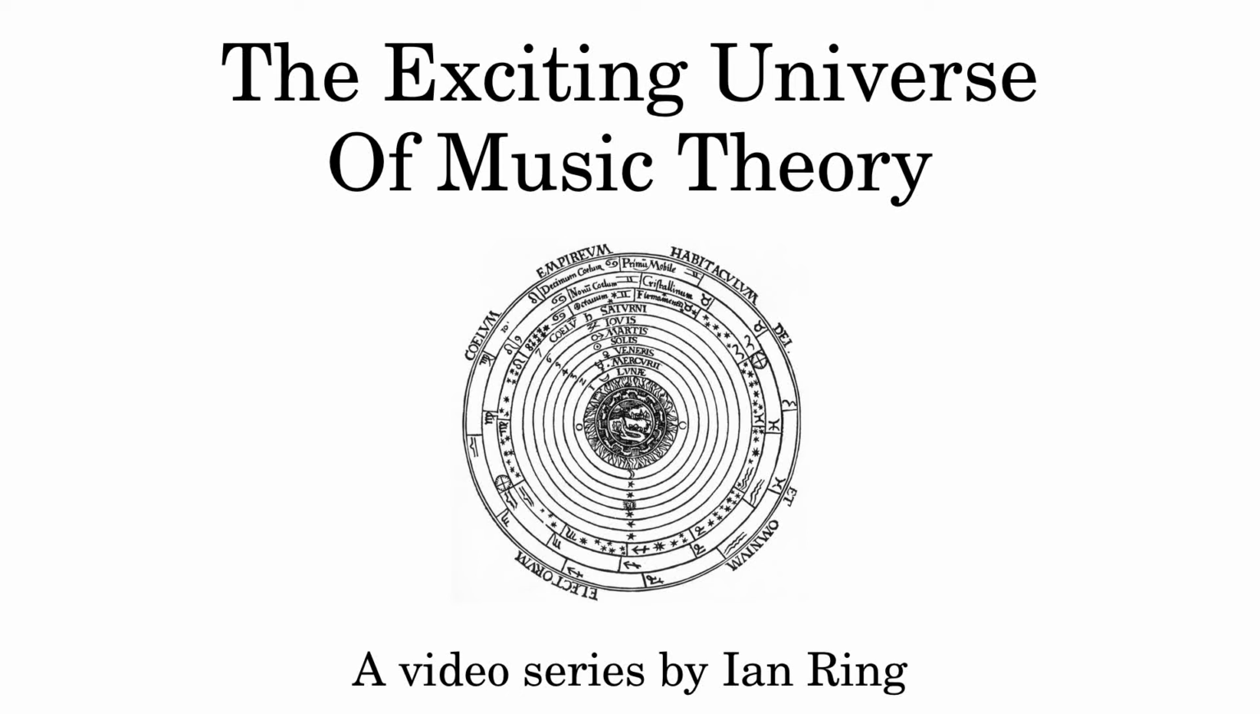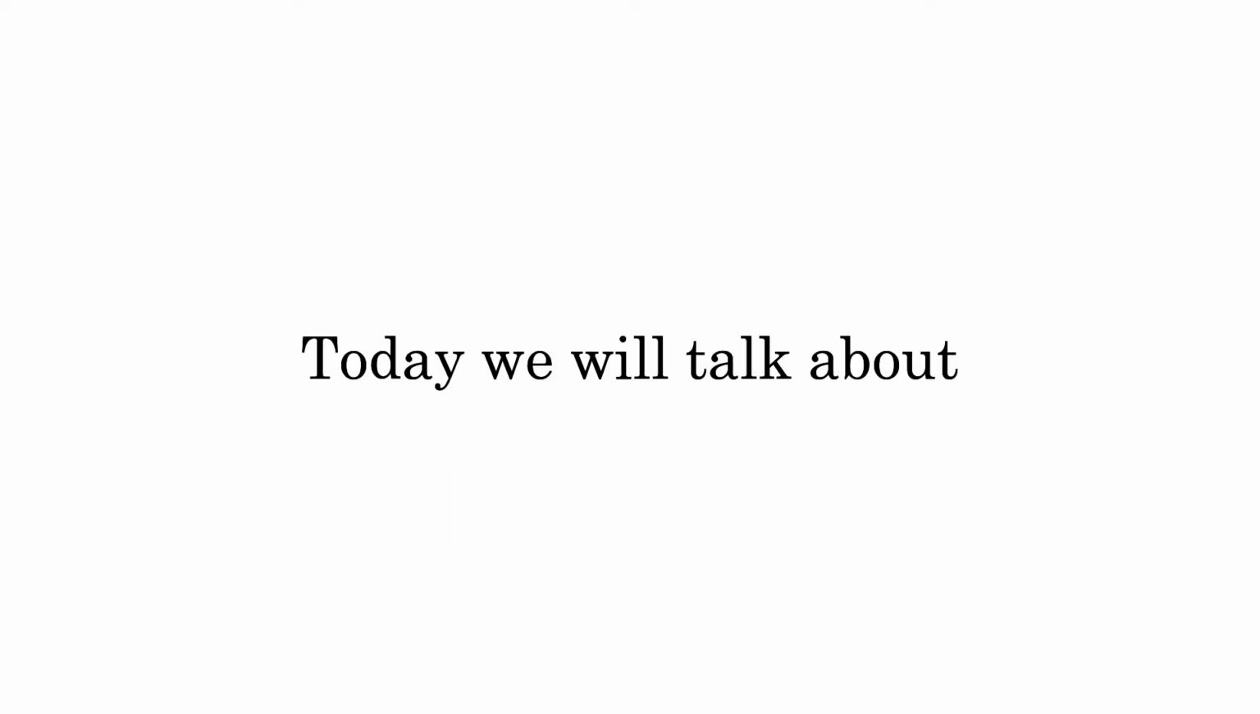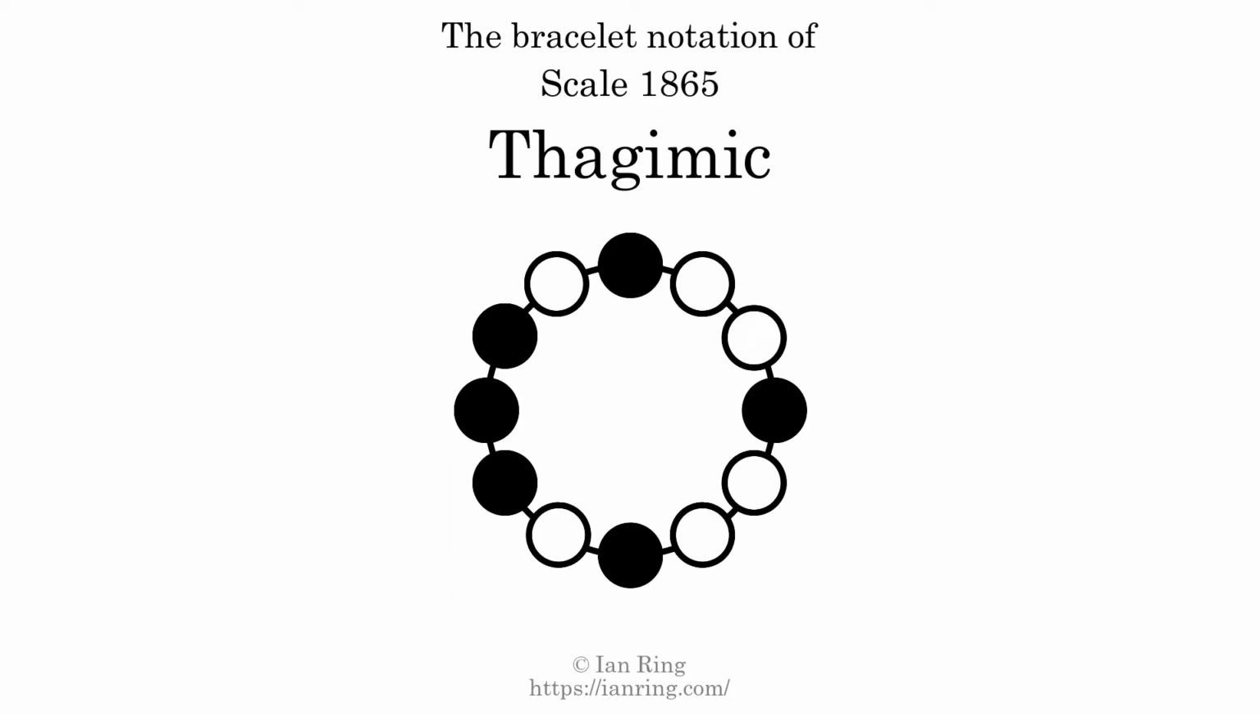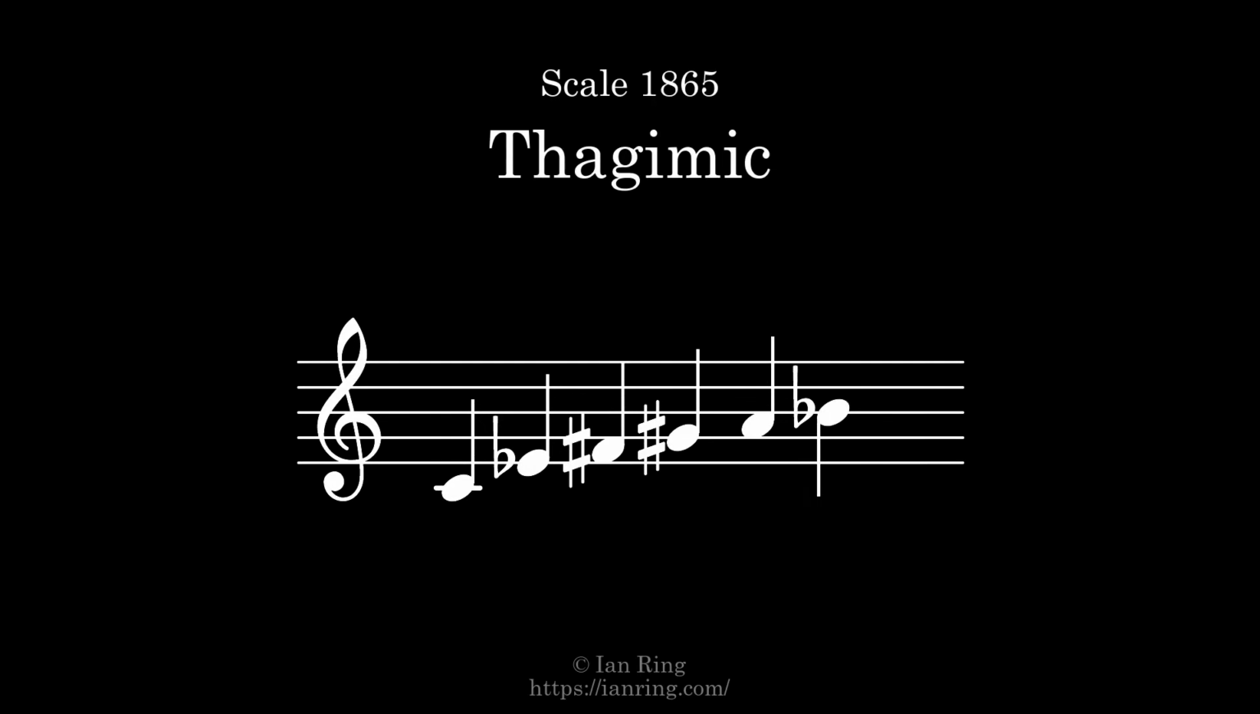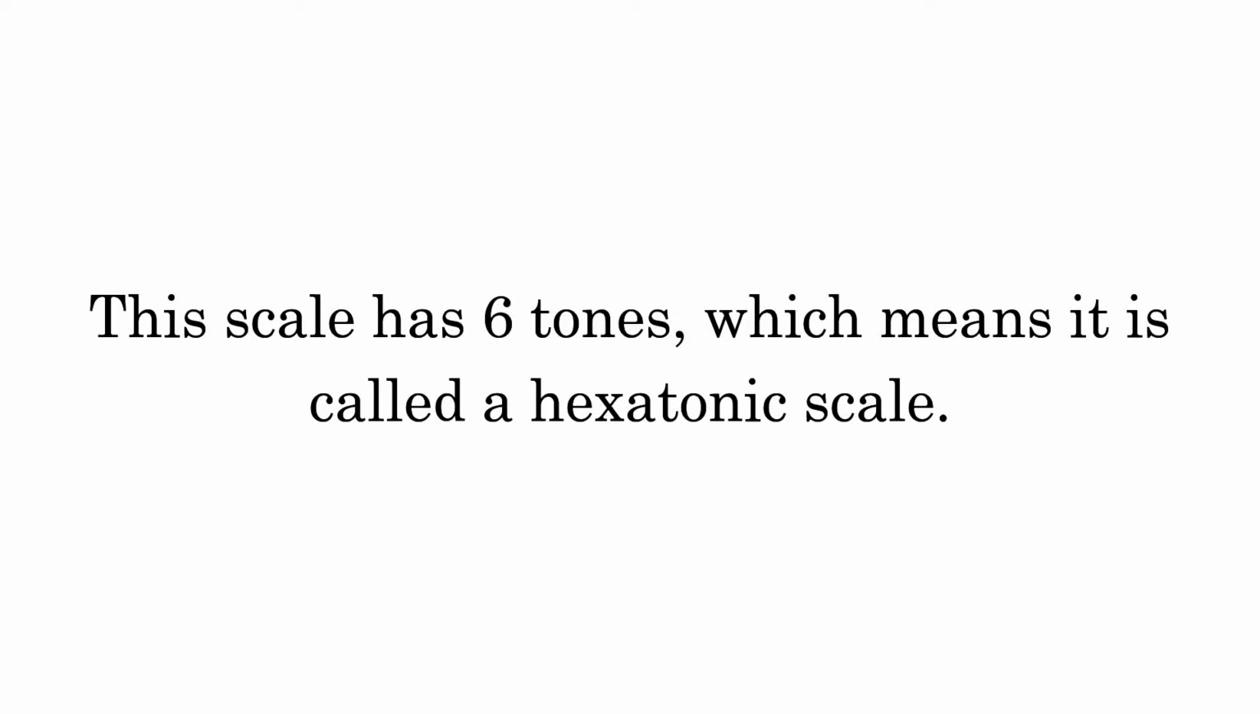Welcome to the exciting universe of music theory. Are you ready to learn? Then let's begin. Today we will talk about scale 1865, Thagimic, which sounds like this. This scale has 6 tones, which means it is called a hexatonic scale.